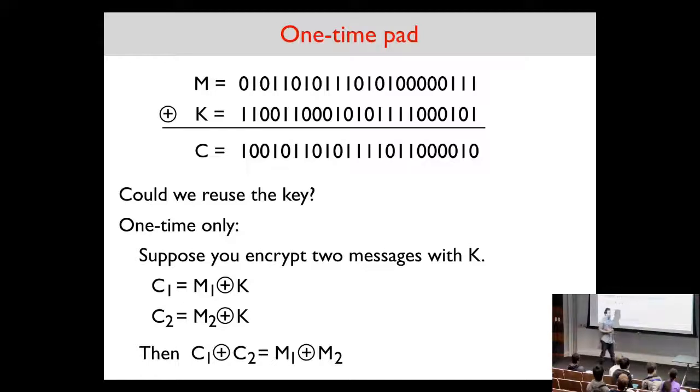In fact, during the Cold War, some Russian spies were using one-time pad, and they sometimes made a mistake and used the same key for different messages, and the Americans were able to decrypt some of their code and catch some of the spies, actually. So you've got to be very careful about these things.